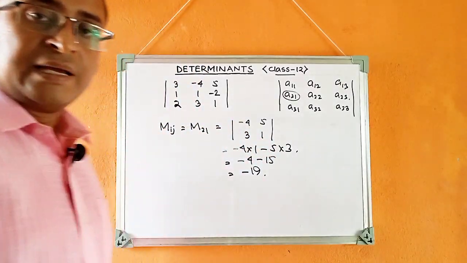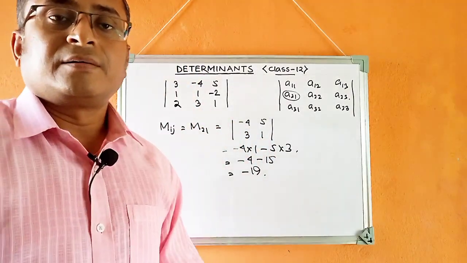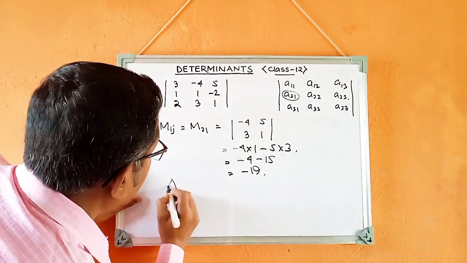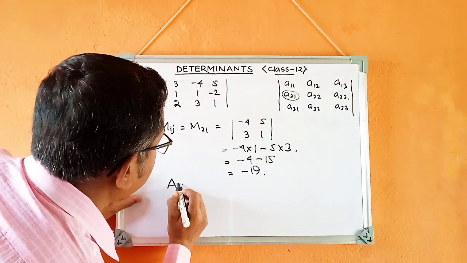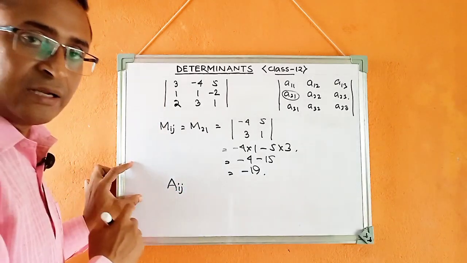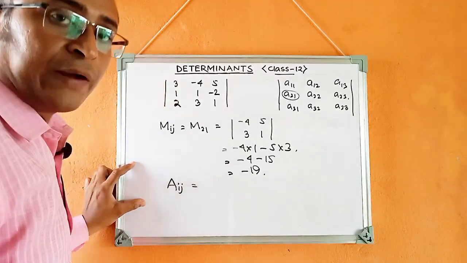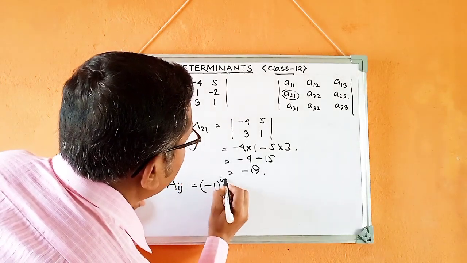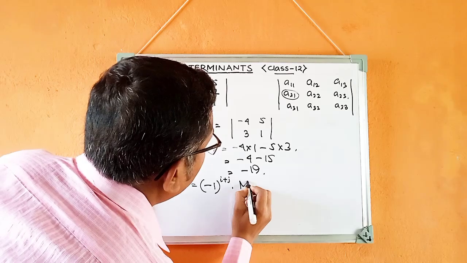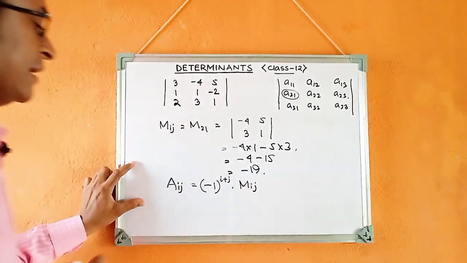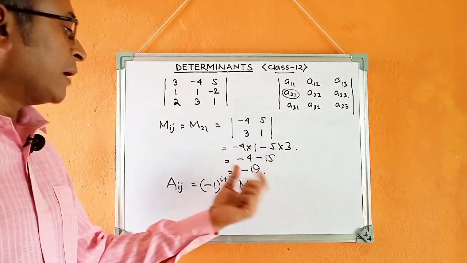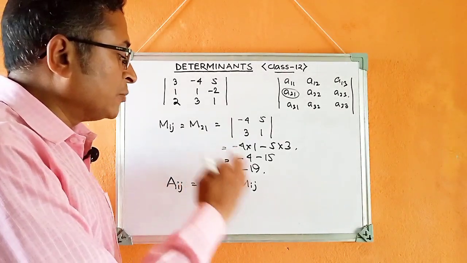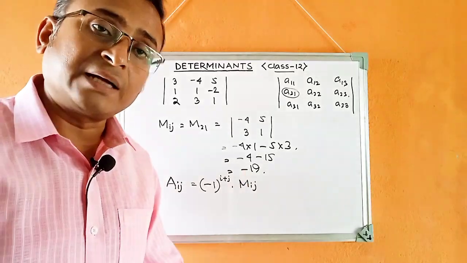Then the cofactor. Okay, the cofactor is written as capital Aij, that is the indication of cofactor. How do we find the cofactor? Cofactor equals minus 1 whole to the power i plus j into minor Mij. That means first of all we find the minor, after that we multiply the minor by minus 1 whole to the power i plus j, and we get the cofactor of that element.